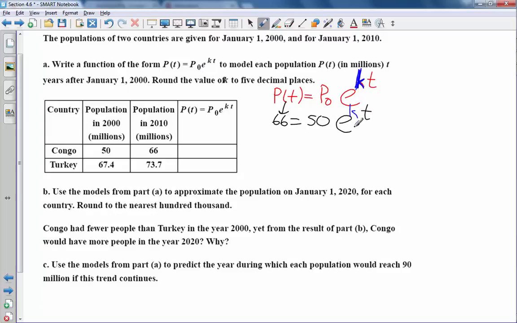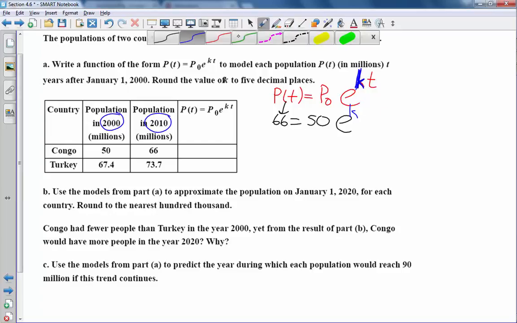Alright, to be able to solve for K, I need to know T, time. How long did it take Congo to grow from 50 to 66? Do we know it from the picture? It's 10 years. Because the initial measurement was taken in 2000 and the last measurement is in 2010. So I know the growth from 50 to 66 happened over a period of 10 years. So take this away and replace it by 10.